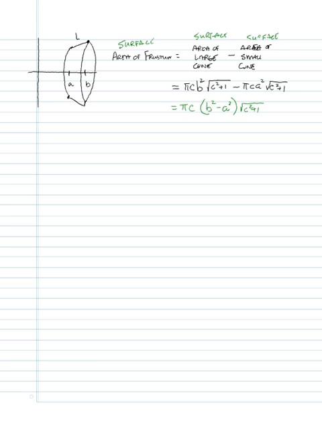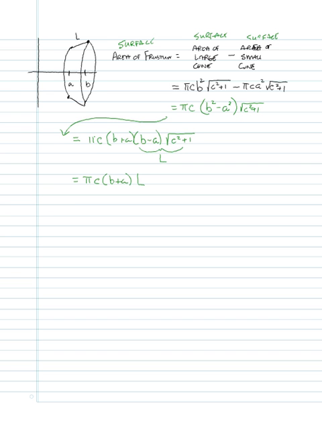Now, B squared minus A squared can be factored. We've got plenty of room, so let me come over here. So we have pi times C, and we'll factor B squared minus A squared as B plus A times B minus A times the square root of C squared plus 1. But on the previous page, we decided that this was actually the measurement of the edge of the frustum, as I've described above. And so what we end up with is pi times C times B plus A times the length of the edge of the frustum.